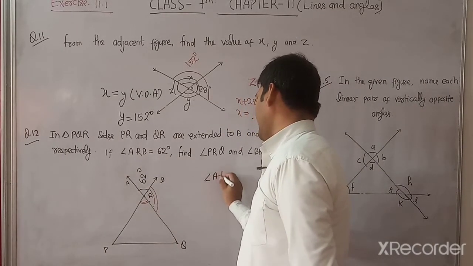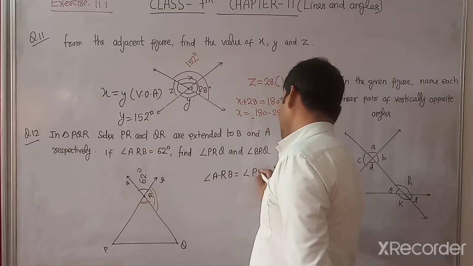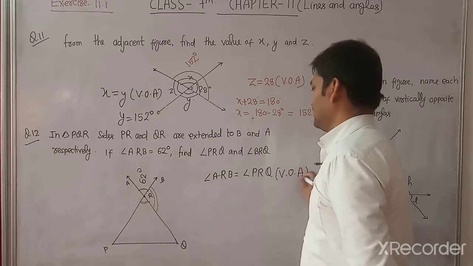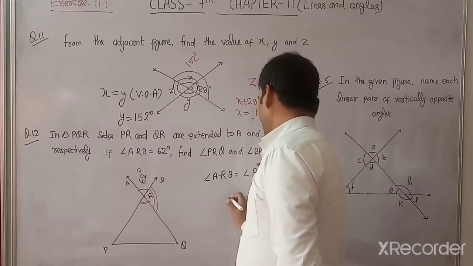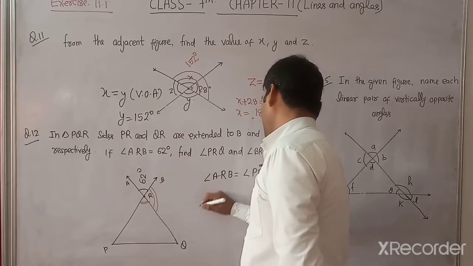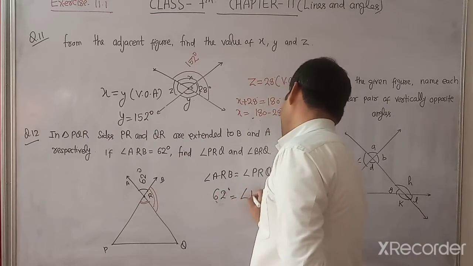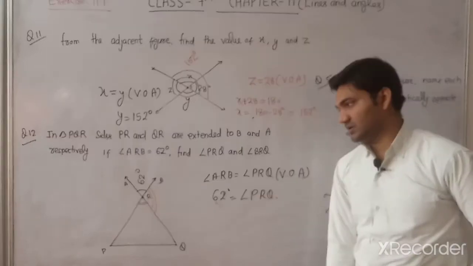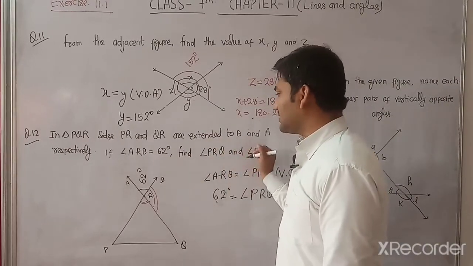Angle ARB is equal to angle PRQ, vertically opposite angles. Due to vertically opposite angles, both angles are equal. It means angle PRQ is equal to the given 62 degrees. Now the second part is how to find angle BRQ.